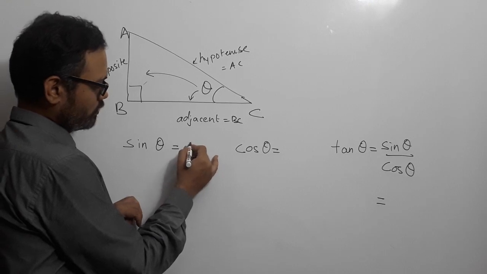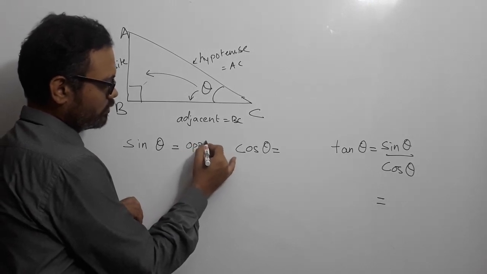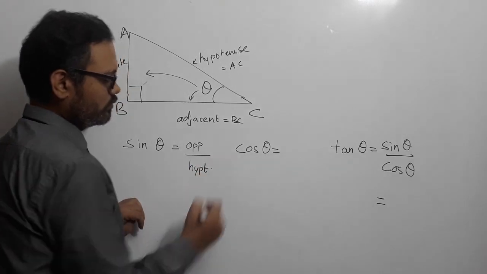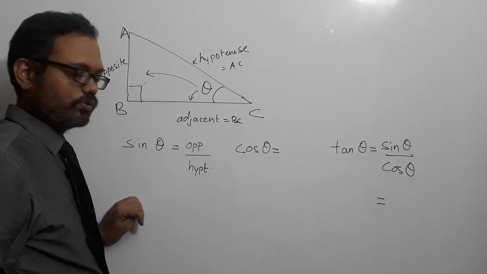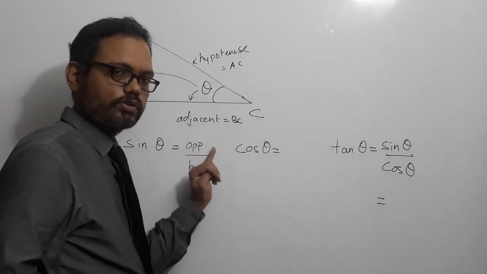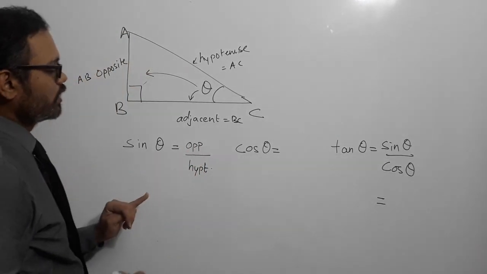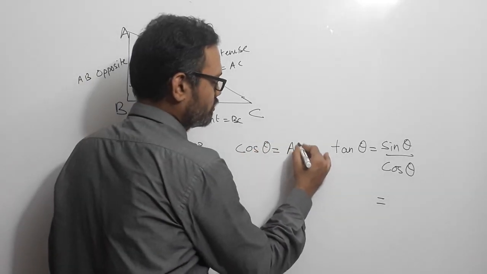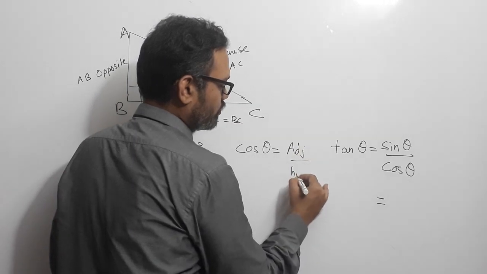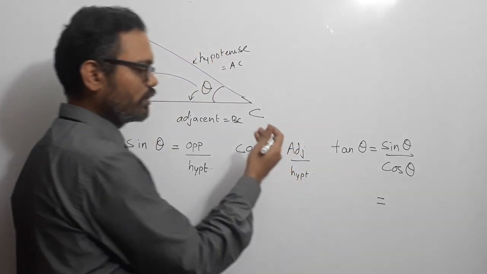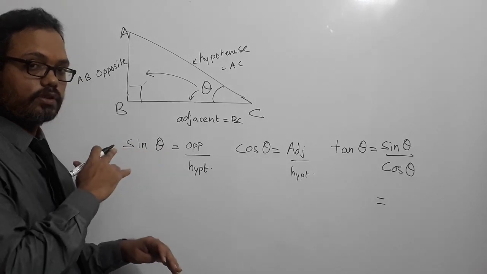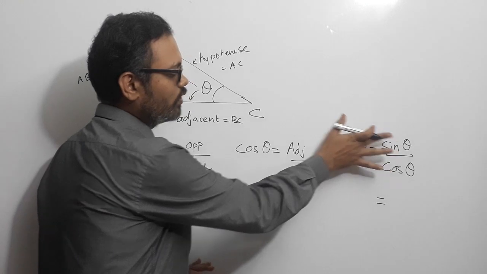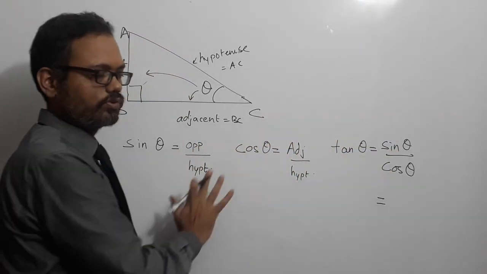It is opposite upon hypotenuse. So whenever anyone asks you what sine theta is, it means opposite upon hypotenuse. Similarly, what is the value of cos theta? Cos theta is adjacent upon hypotenuse. Now what is this upon, A upon B, B upon C? I told you the concept earlier, so the same thing will be utilized. Tan theta is nothing else, it is evolved from these two.